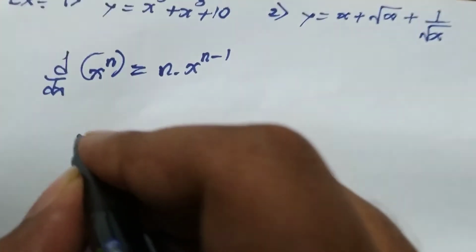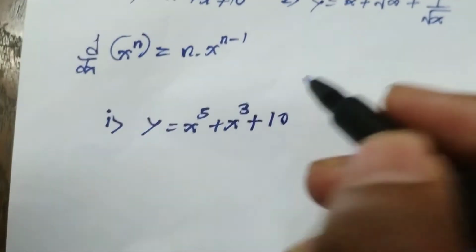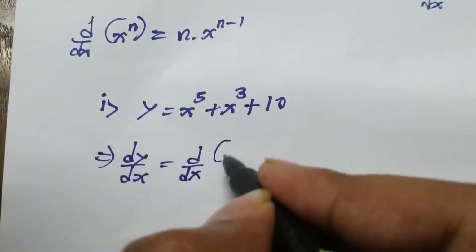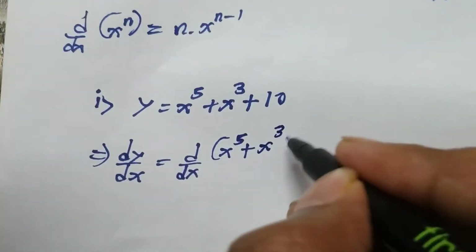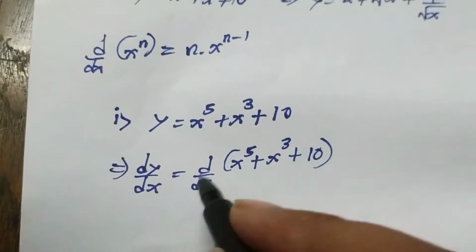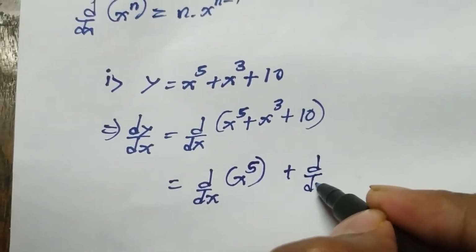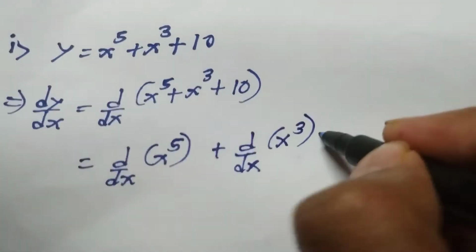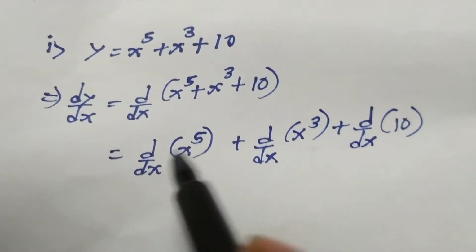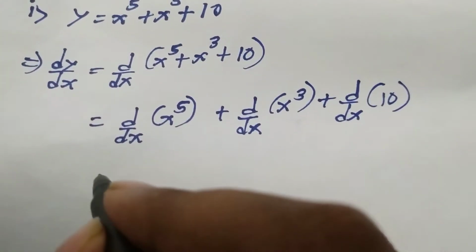Now in our first problem, it is given y equals x to the power 5 plus x cube plus 10. So how to do that? dy/dx is equal to d/dx of this whole thing, that is x to the power 5 plus x cube plus 10. And we have done that if all these are functions of x or any function, then we can write this separated as d/dx of x to the power 5 plus d/dx of x cube plus d/dx of 10. We can write this. In our elementary stage I am writing this, but afterwards you can directly do it in your mind. You don't have to write this step, so it will be faster, but for your understanding I am writing this step.